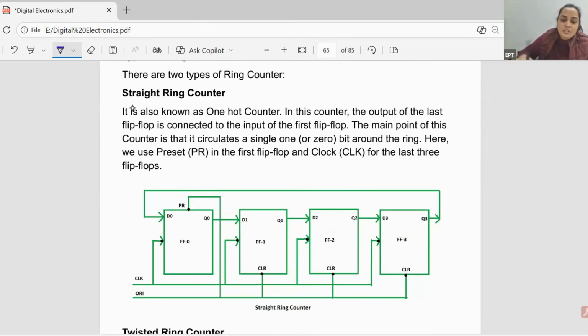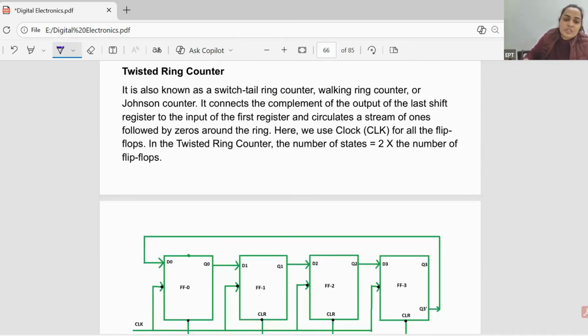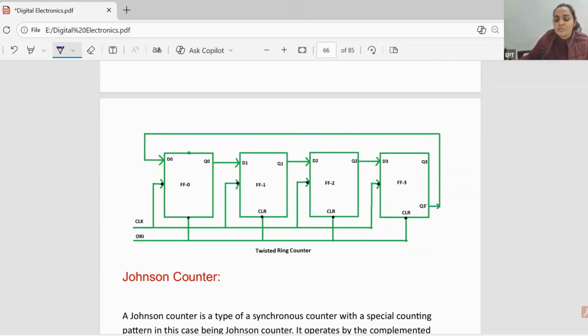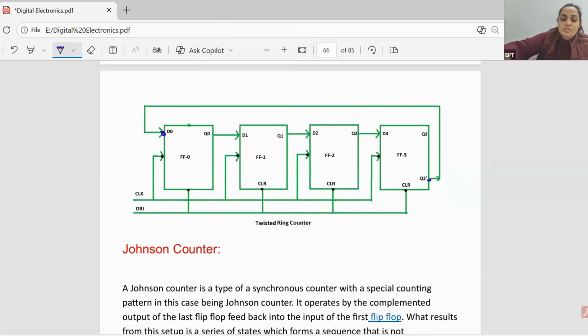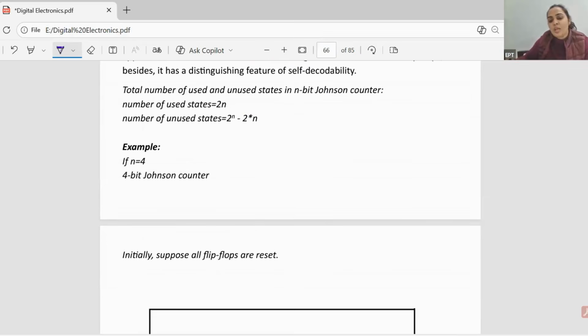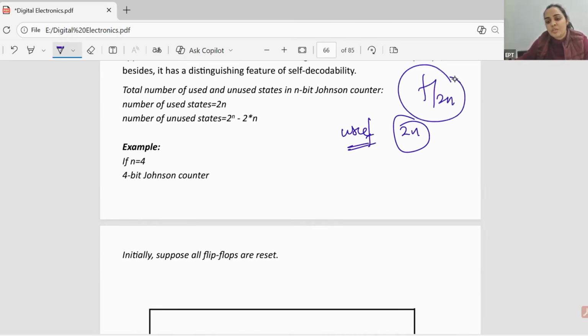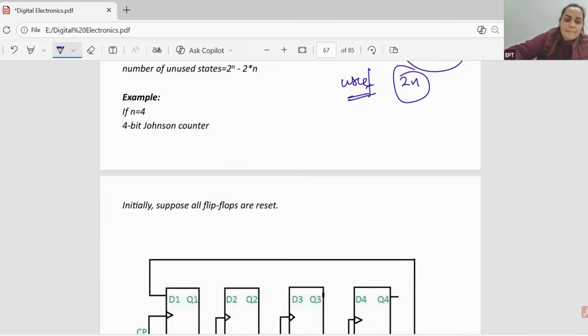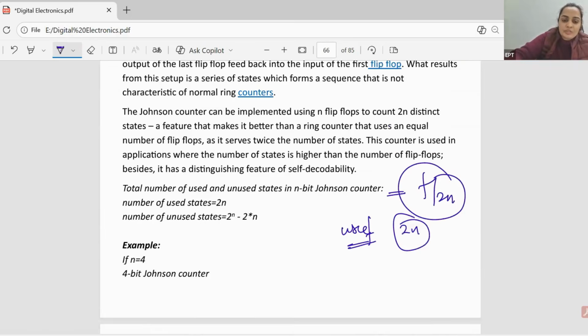This is an example of a straight ring counter. Next one is the twisted ring counter. It is also known as the Johnson counter, switch tail counter, walking ring counter, like this. So here in the previous case we connected Q3 to Q naught. Now we are connecting Q3 bar to Q naught, right? That's why it is known as twisted. So in Johnson's counter we have 2n number of useful states. So the output frequency is going to be f divided by 2n, right? This theory you can go through.